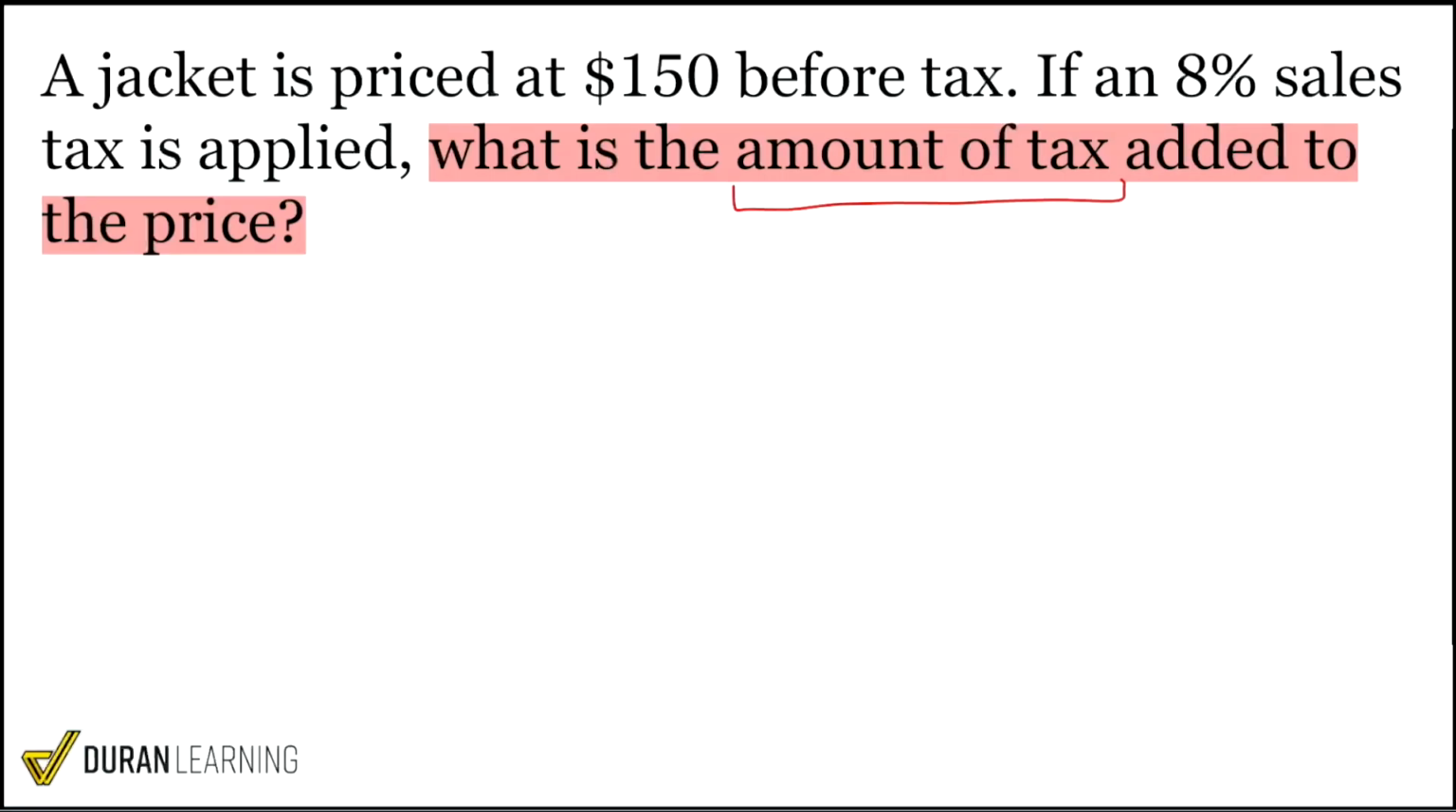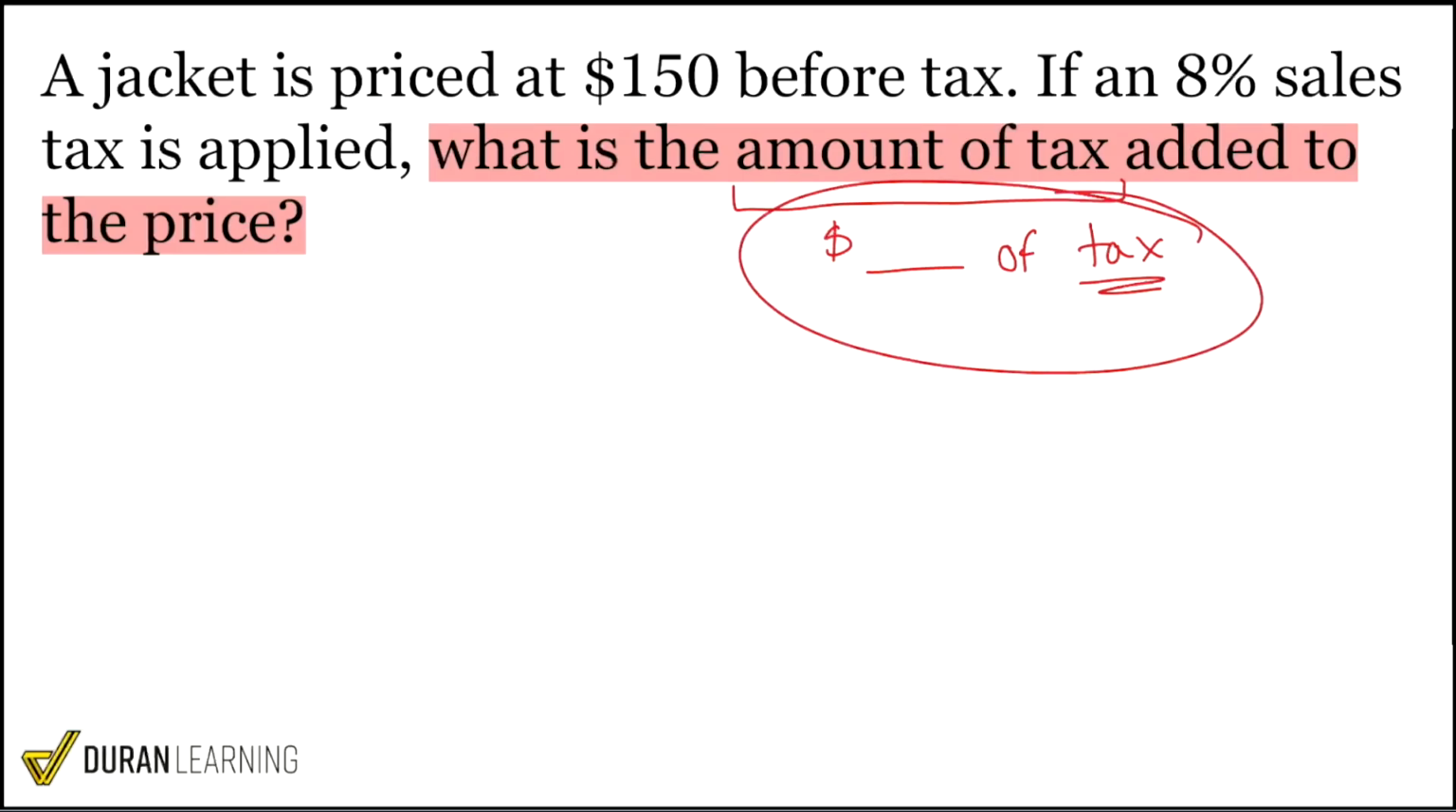Good. I want everybody to let me know. Correct. We want the amount of tax. So blank dollars of tax specifically. Again, it does not say the final price. It says tax. So if we want the amount of the tax, what percent are we going to multiply by?